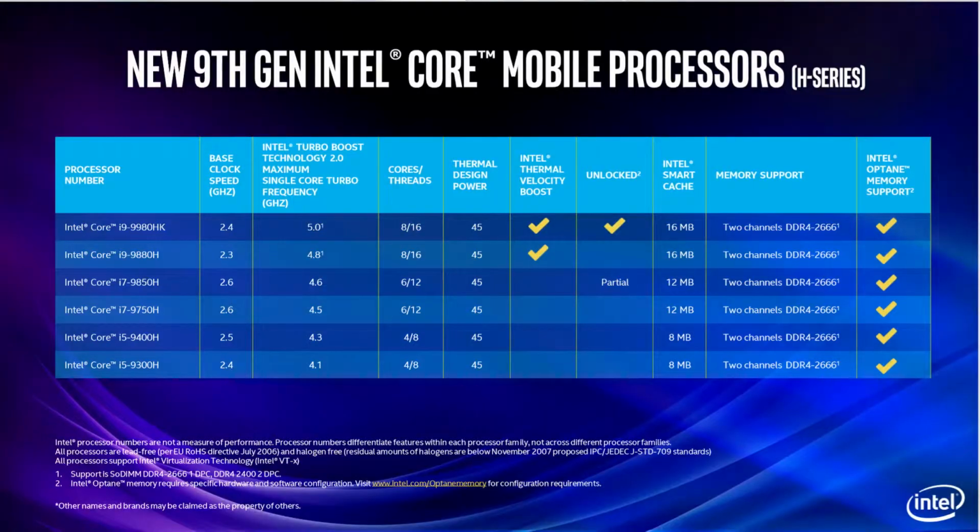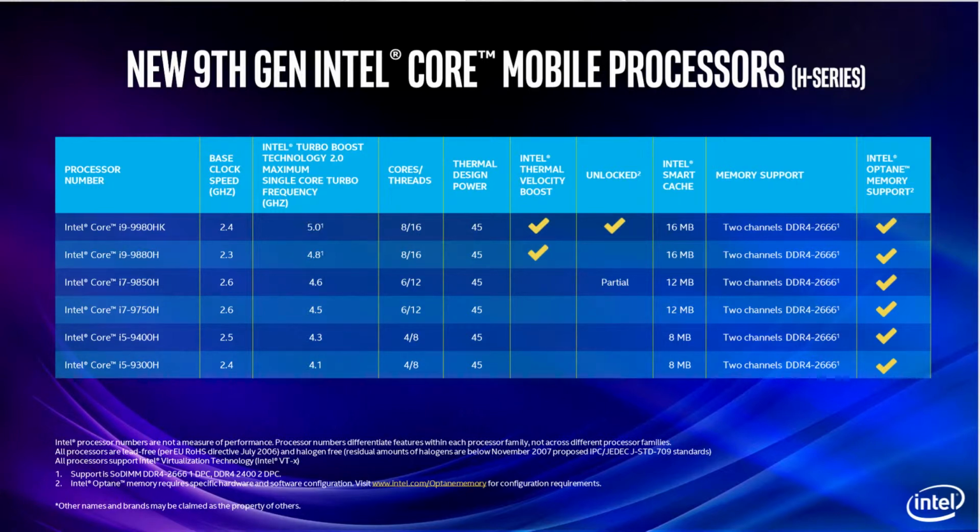So if I jump over to the mobile side, they have the i9-9980HK, and that's going to be their top of line one. 2.4 gigahertz base clock, 5 gigahertz boost, 8 cores, 16 threads. And these processors really mimic kind of what is on the desktop side. You have your i7-9880H, which is also 8 cores, 16 threads, 4.8 boost.